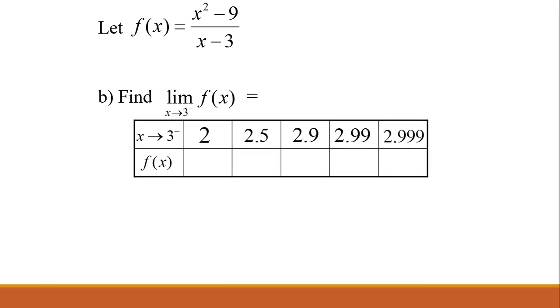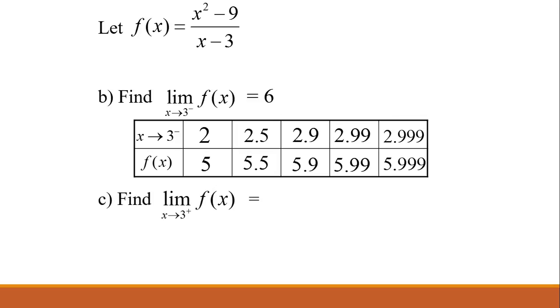If we use a table of values to see what's happening, and pick numbers that are to the left of 3 because we're approaching 3 from the left, but are getting closer to 3, and use those as input values in this function, we're going to see what happens to the output values. The value of f of x is getting really close to 6. So the limit as x approaches 3 from the left of this rational function is 6.